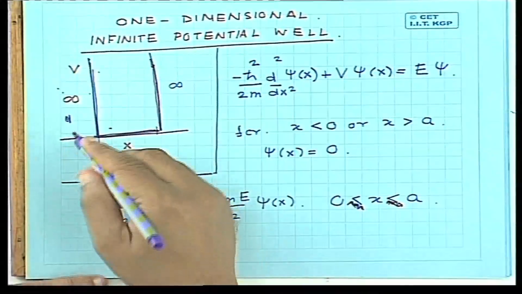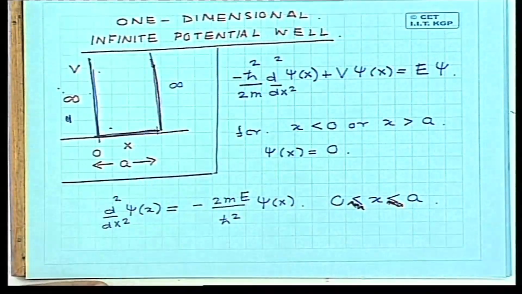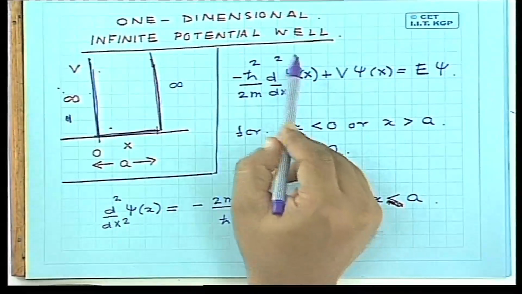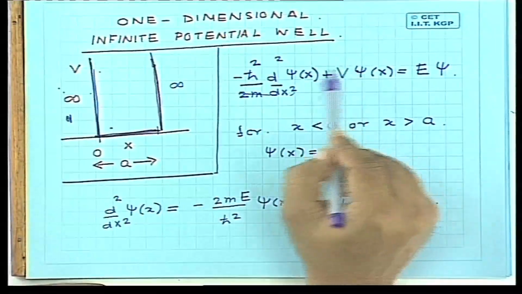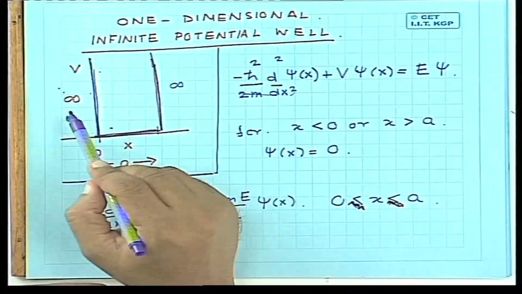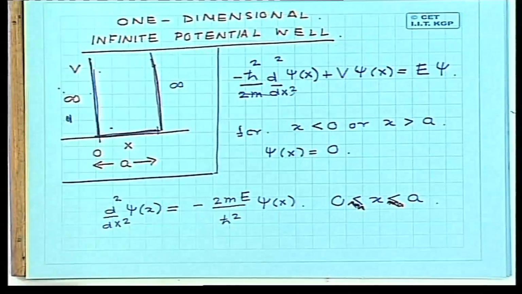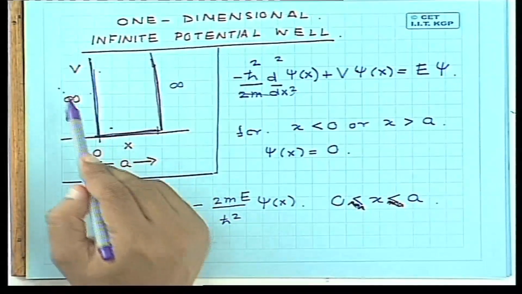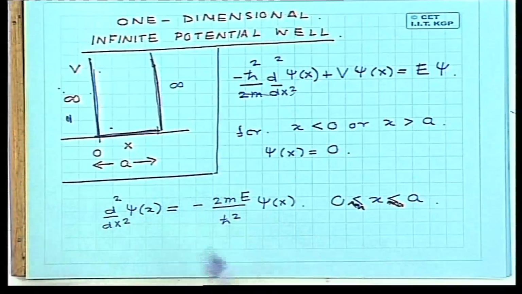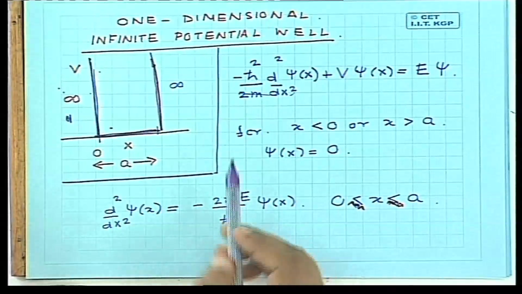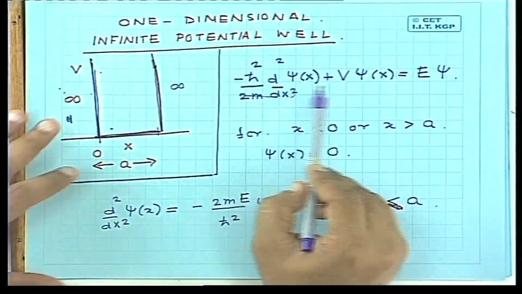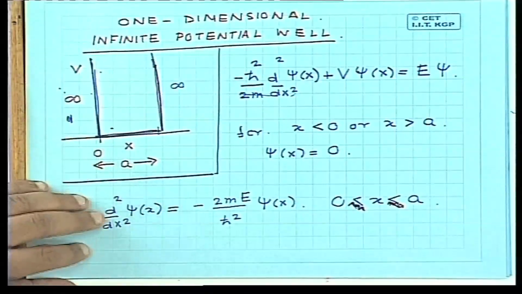At the boundary the potential jumps to infinite. Here also it jumps to infinite. Now if the potential jumps to infinite, then the second derivative here could also be infinite, and then this could just cancel out, right? So you don't require the first derivative to be continuous in this case, because if the first derivative has a discontinuity, then the second derivative will become infinite because of that, and that is acceptable because the potential itself becomes infinite.